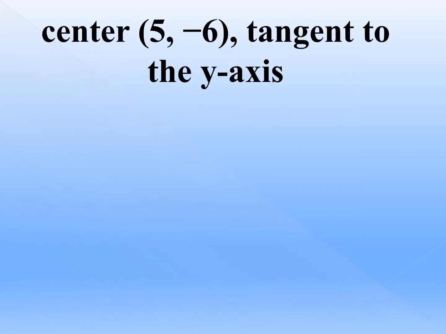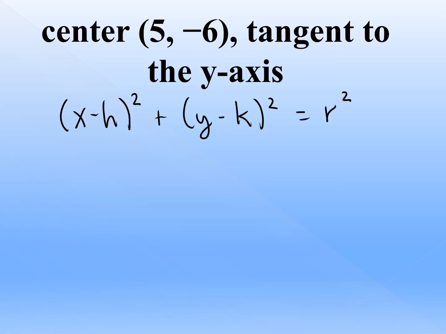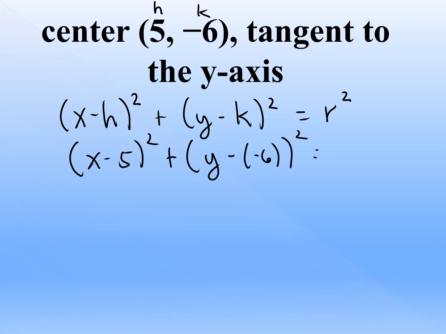Next, center at 5, negative 6, tangent to the y-axis. So again, let's now write the standard form of the equation of a circle, quantity x minus h squared plus the quantity y minus k squared is equal to r squared. By substitution property, we can get the h and the value of k. Our h is equal to 5, so therefore we have x minus 5 squared plus y minus, instead of writing k, we're going to write negative 6 is equal to r. We don't have r, but this is the technique.